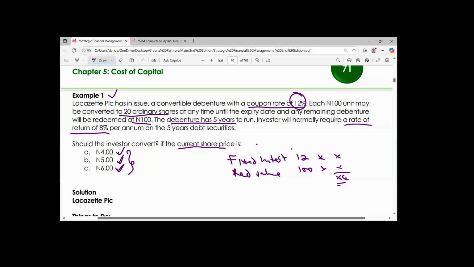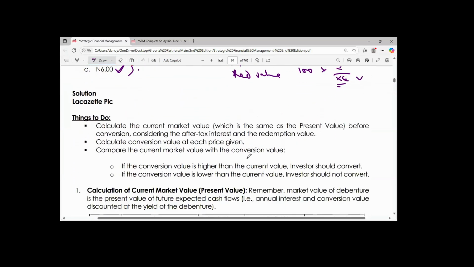So I will now compare 80, 100, and 120 with whatever I have here as the redemption value, the present value, if the company wants to redeem it. So that's what you need to do. Whichever one is higher is what you are going to select. So let's quickly check out the example.